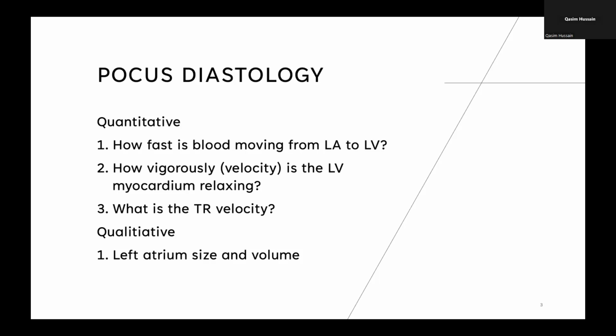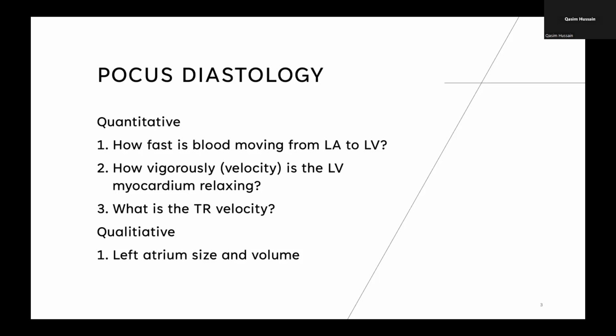And then qualitatively at the bedside, we can assess the left atrium size and volume. This can also be done quantitatively, but that is outside the scope of a point of care assessment and enters the domain of a comprehensive echo, because it becomes a bit more complicated. You can find the left atrium volume index on the comprehensive echo reports if you are curious.